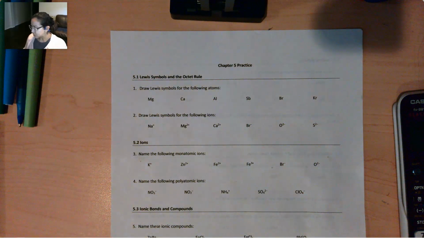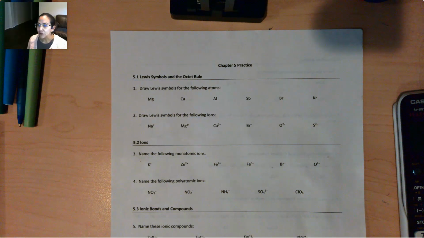Okay, so the first one is just doing our Lewis dot symbols. These ones are like the super easy one. You figure out where the element is located on the periodic table, and then from there you find out how many valence electrons it has, and you apply those to your Lewis dot symbols. So I'm Googling a periodic table right now. There's some really, really good periodic tables out there. But let's do this one.